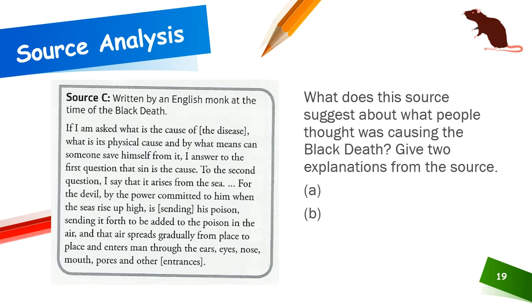Let's do another source analysis now. Source C. This was written by another English monk at the time of the Black Death. The monk writes, "If I am asked what is the cause of the disease, what is its physical cause, and by what means can someone save himself from it, I answer to the first question that sin is the cause. To the second question I say that it arises from the sea.